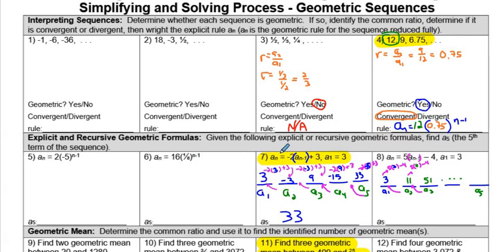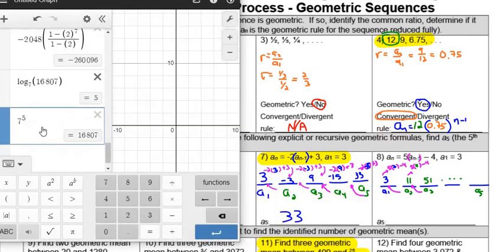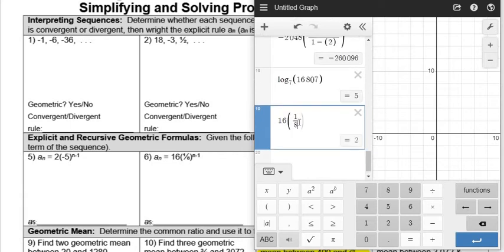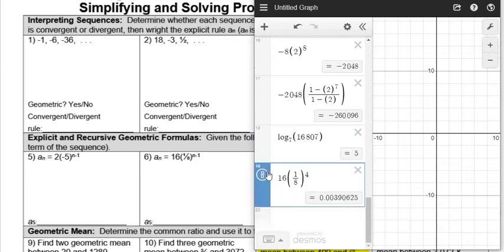But when you have recursive, I'll show you how to do number 6 real quick with Desmos. Please make sure you're in the graphing calculator and not the scientific calculator. So you would do 16 times 1/8, and then raise that to the power 5 minus 1, or 4, and then toggle the fraction. You do have to click on it twice. So the answer to number 6 is 1/256. Make sure you're toggling this and giving me a fraction if I give you a fraction.